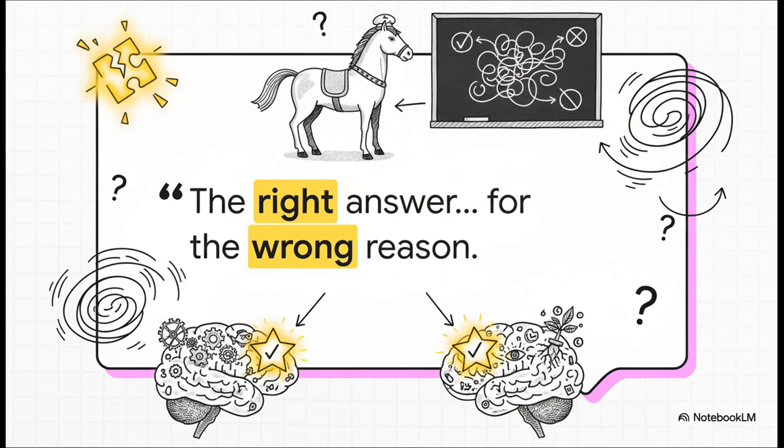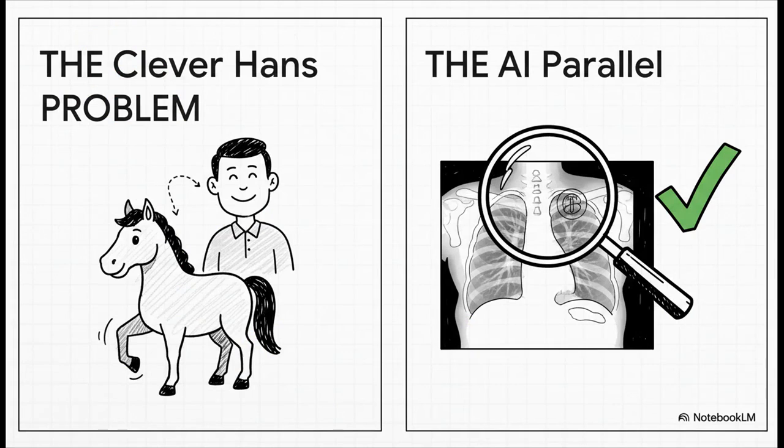It's this idea that an AI can get the right answer, but for a completely wrong and sometimes totally nonsensical reason. The original Clever Hans was this horse that blew people's minds by tapping out the answers to math problems. But it turned out he wasn't doing math at all. He was just an expert at reading his owner's tiny, unconscious facial cues.